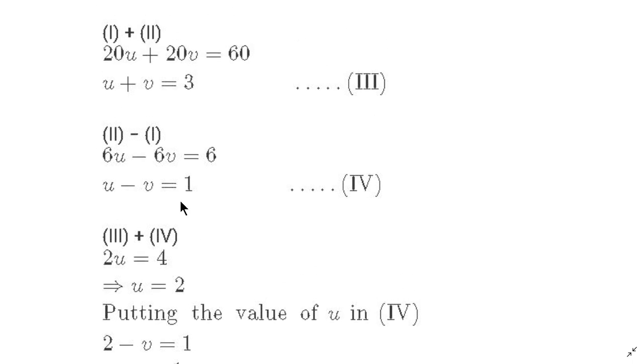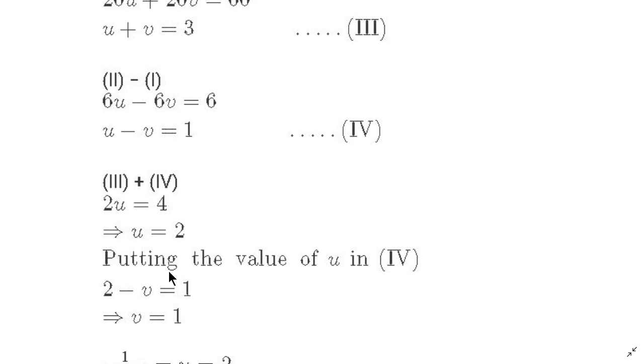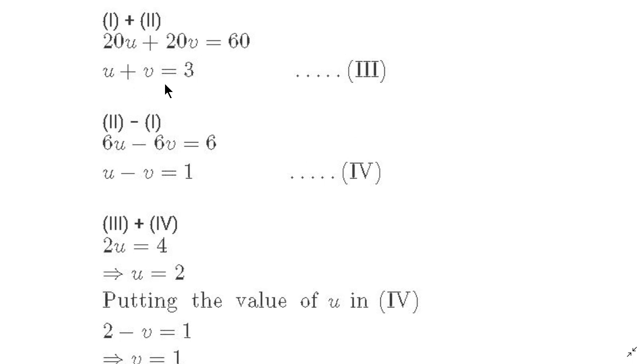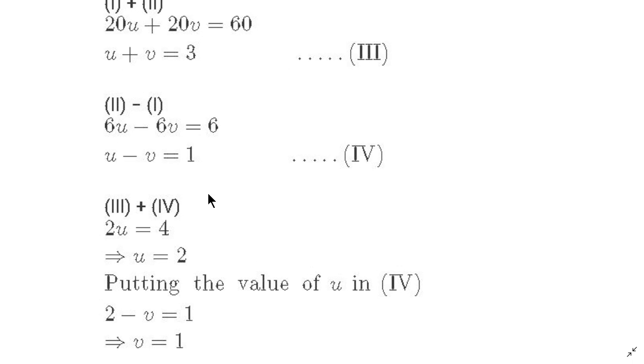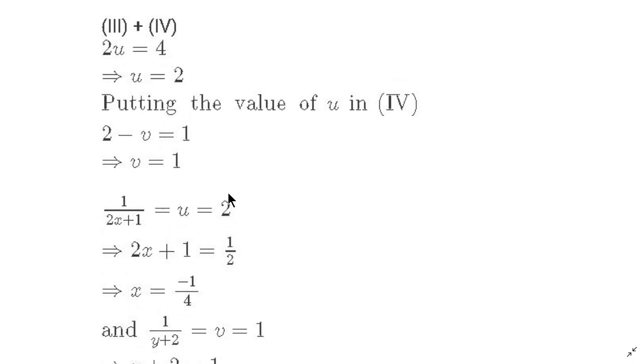Then put this in one of the uv equations. When we find the u value, we find the other value, v, by putting it into the uv equations. So when we got u is equal to 2, now we want v, so put the u value in one of these equations and find v is equal to 1.